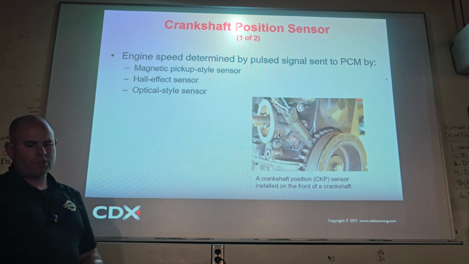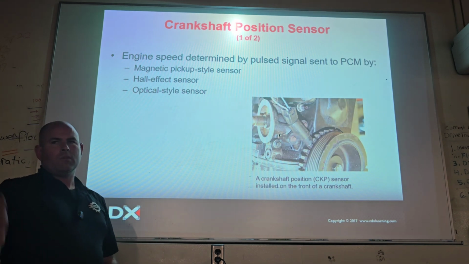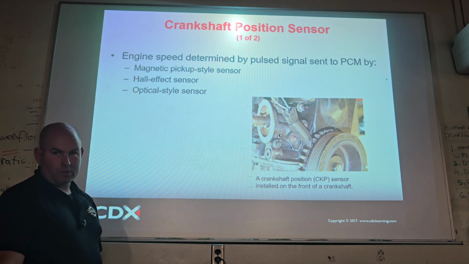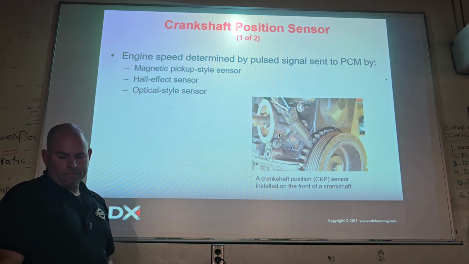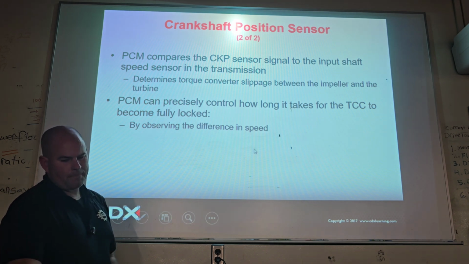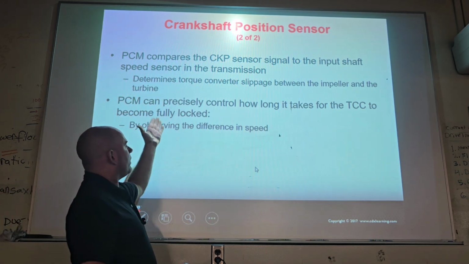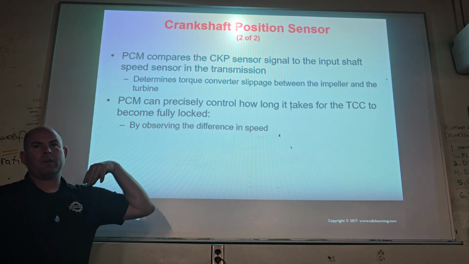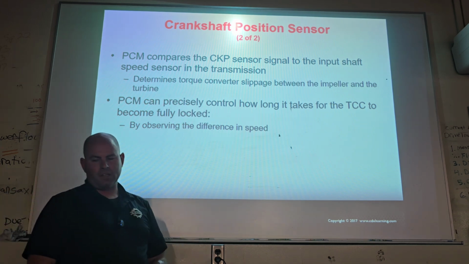And then again, we're also going to use the crankshaft position sensor. Renee figured out why, right? For that bonus question, to monitor torque converter lockup. Cool. And that's kind of what this was saying. Talking about the TCC, how long does it take? Is it actually locking up all the way, etc.